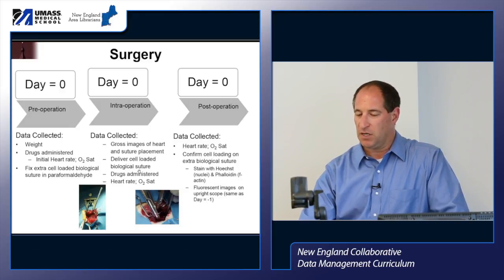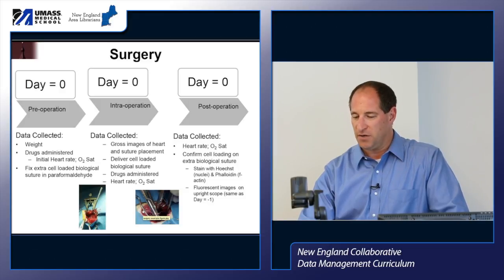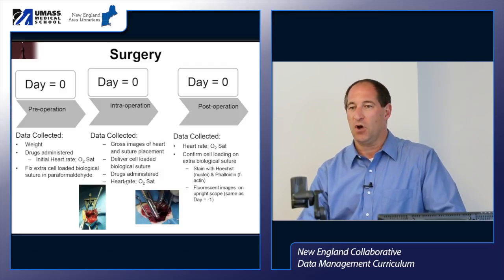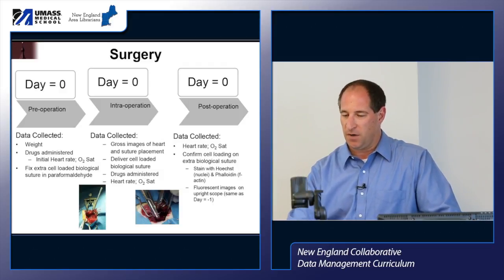Then when we deliver our cell-loaded biological sutures, we want to keep track of when they're delivered and what time they're delivered, where they're delivered. And so here in this image here, this pink thread-like device is our suture that we're sewing into the rat heart. We also need to keep track of what drugs we've administered and when we've administered them, what the heart rate is, and what the oxygen saturation is throughout the experiment.